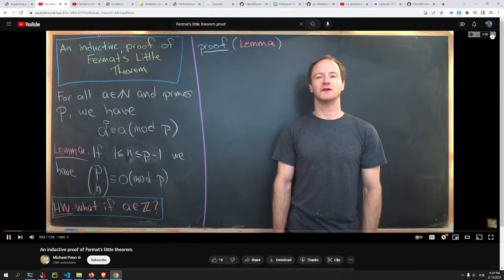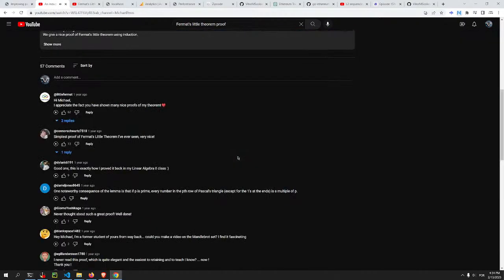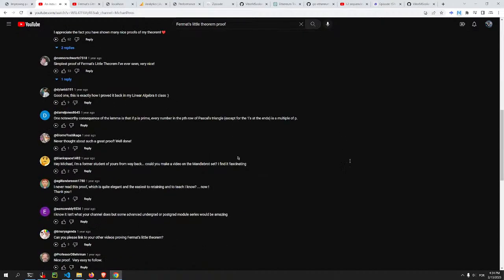I use Fermat's little theorem all the time when it comes to number theory type problems. And in fact, I've given a couple of proofs on the channel of this theorem. I gave the standard proof, which comes from an elementary number theory class, and I've also given a geometric combinatorial proof as well. And so today I want to give another proof, and there's actually some motivation for saying lots of proofs of Fermat's little theorem.